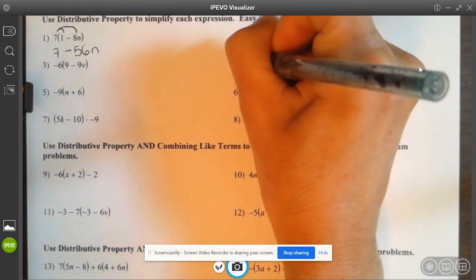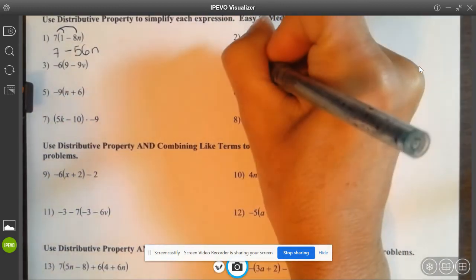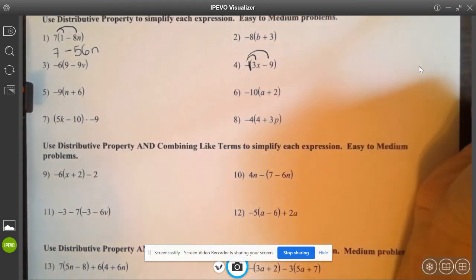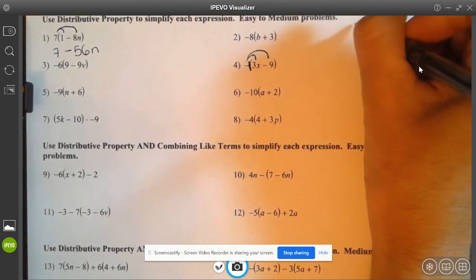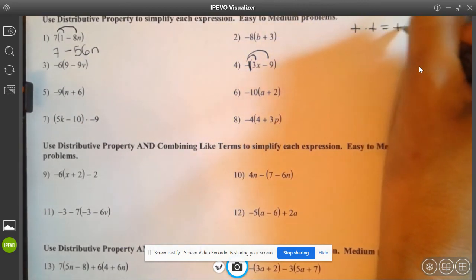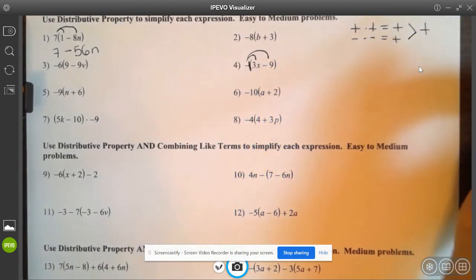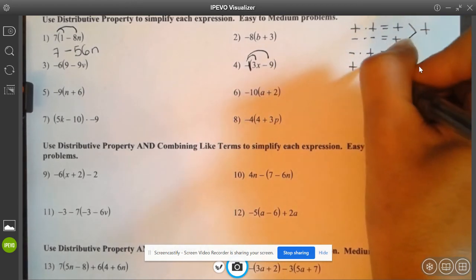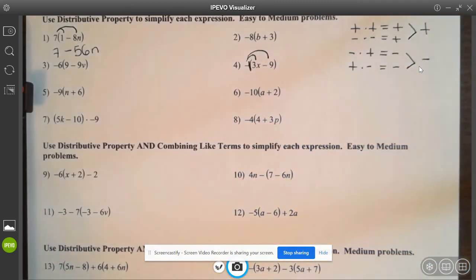So that's all good. Let's do something like 4, where there is no number in front of it. That means that, yes, you do have a number. It's -1. Then you distribute that -1 with each of the terms inside the parentheses. And remember your rules of negatives and positives. Positive times a positive is a positive. Negative times a negative is a positive. So these are all the same. They're all positive. Negative times a positive is a negative, and positive times a negative is a negative. These are all different, so it is a negative. Okay? That happens in multiplication and division.